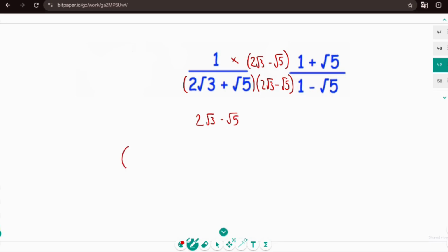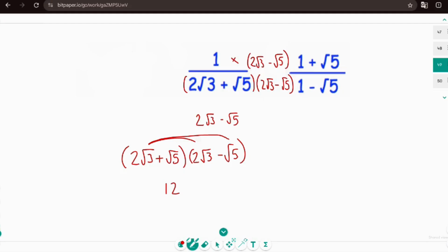And the denominator, 2 root 3 times 2 root 3. Well, root 3 times root 3 is 3. 2 times 2 is 4. 4 times 3 is 12.